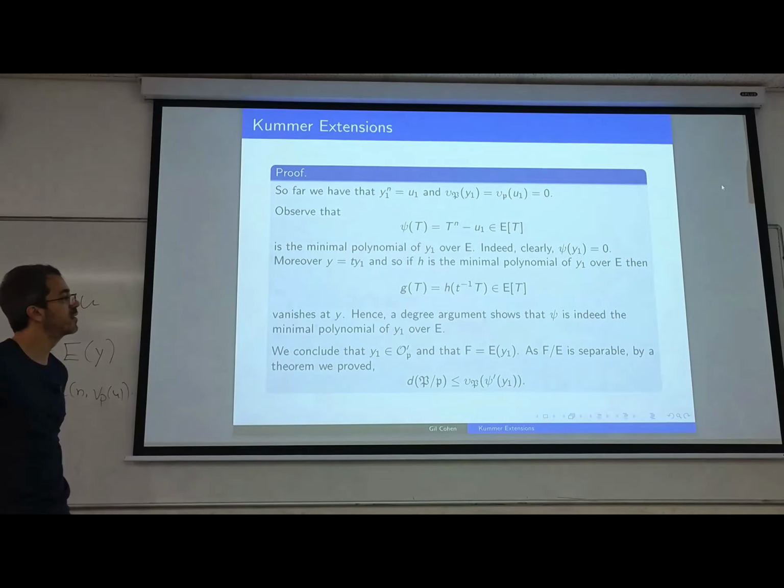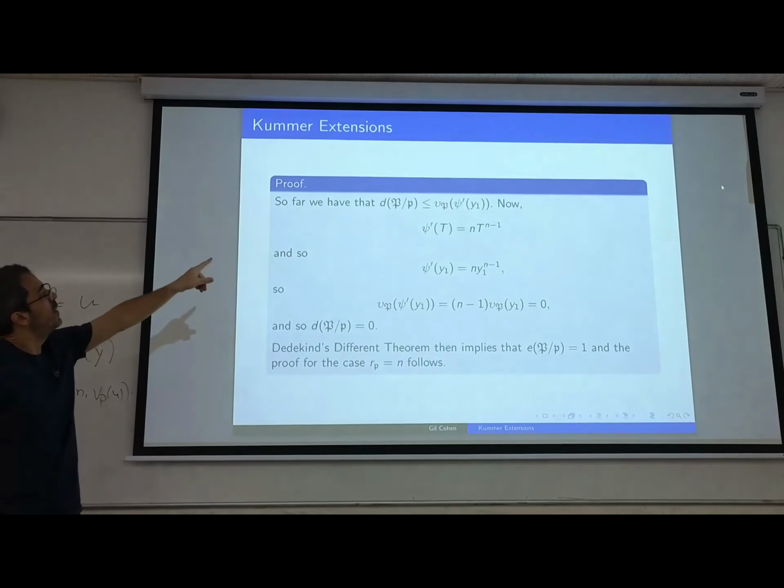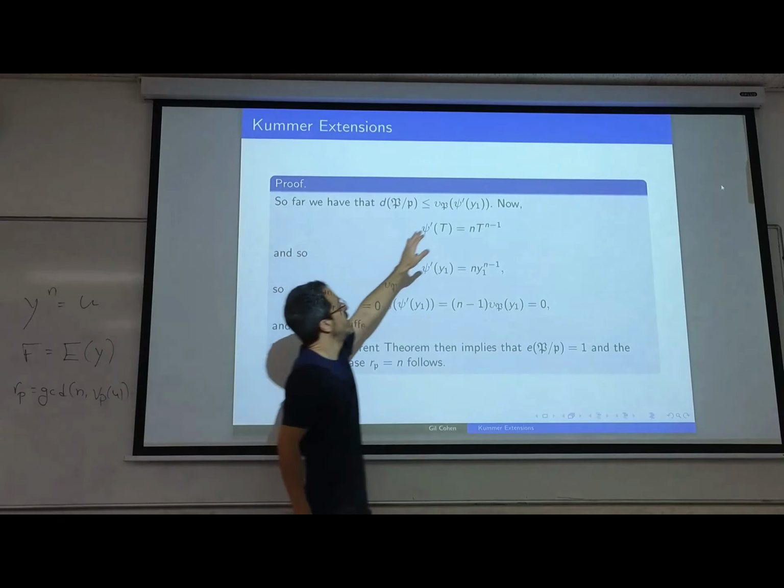Just find that make them evaluate to 0. So that's some monic polynomial in coefficients in OP. Exactly. So, okay, I wrote it upstairs here. So we have the different exponent is bounded by that.